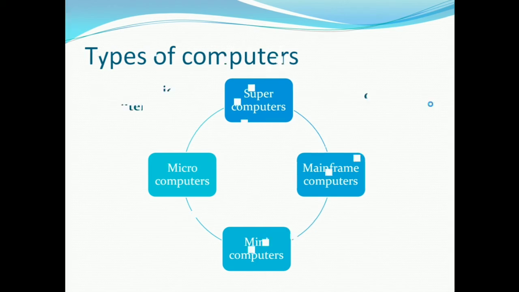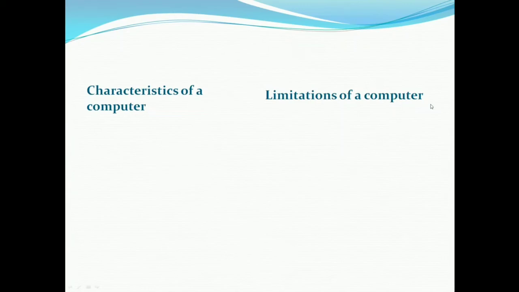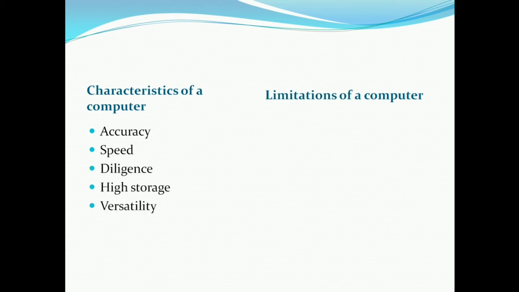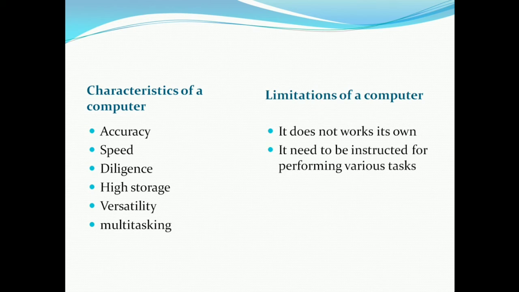Okay. Now let's check what are the advantages or characteristics of a computer and also the limitations of the computer. First, let's check what are the different characteristics of a computer. The first ones are accuracy, speed, diligence, high storage, versatility and multitasking. When we move to the limitations of a computer, it does not work on its own but requires a set of instructions. And the second one, it needs to be instructed in each and every step it has to perform.